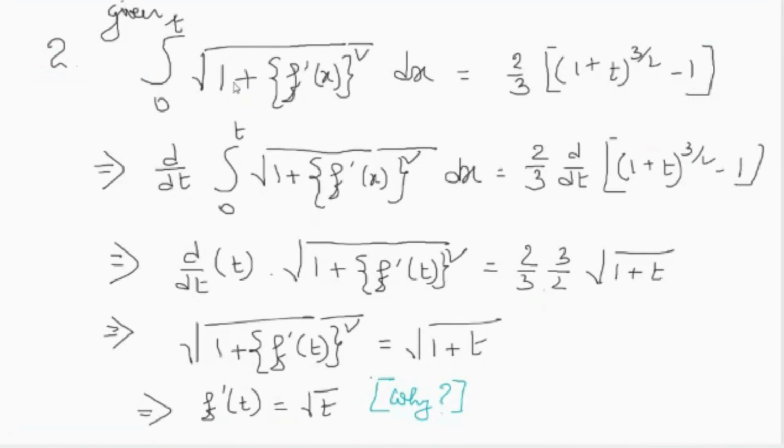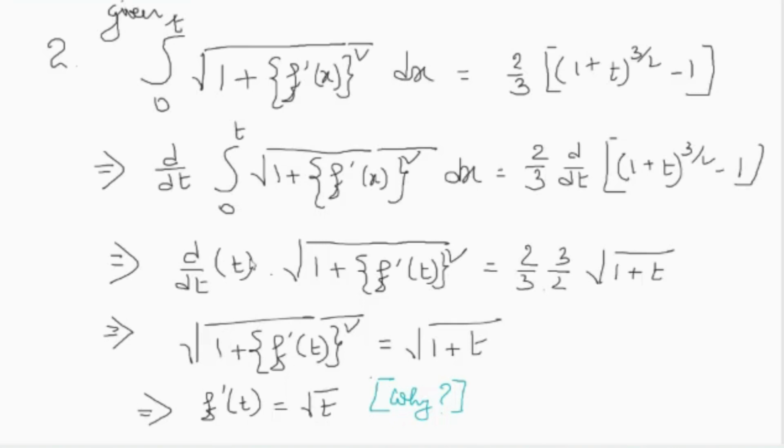So the arc length is given on the left hand side of the first line, which is integral of root over 1 plus f dash x whole square dx integrated in the range 0 to t. And the right side is 2/3 into (1 plus t)^(3/2) minus 1. That's what's given to us. So now we apply Leibniz's rule of differentiating under the integral sign. We differentiate on both sides, and that's shown in the second step.